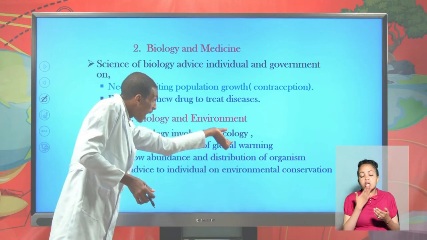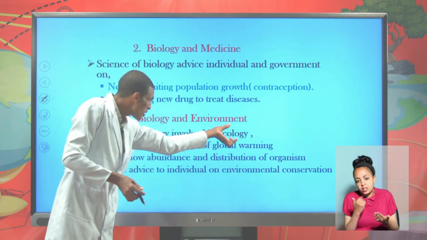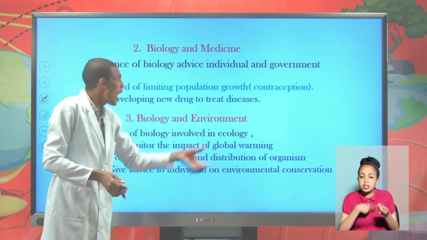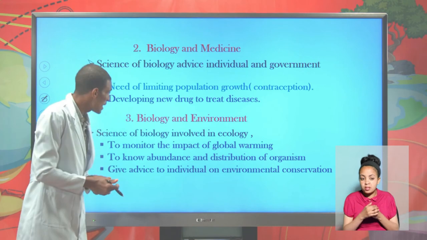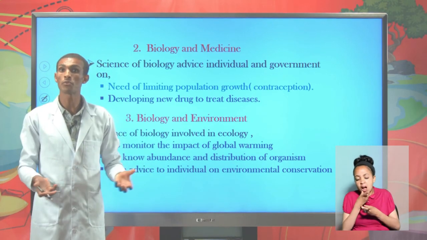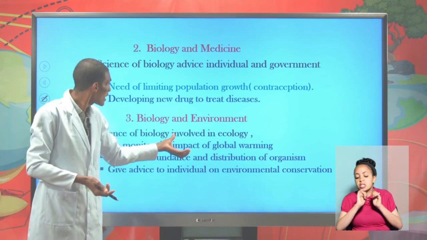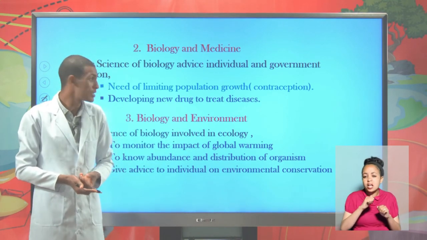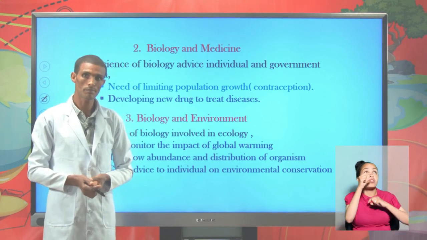Biology explains how populations interact with the environment and how they survive in their environment. And again, how we can monitor the impact of carbon emissions into the atmosphere from industry, and from any other burning that may contribute to the problem of global warming.